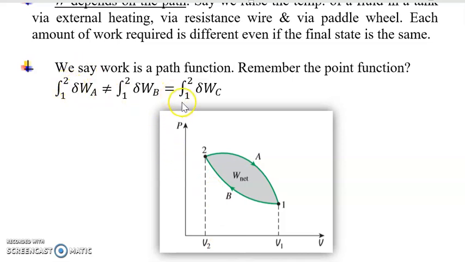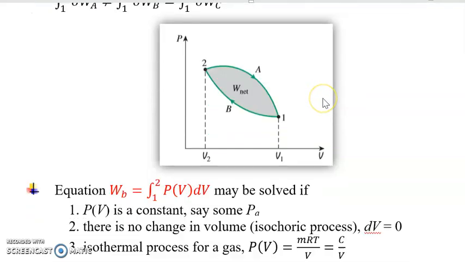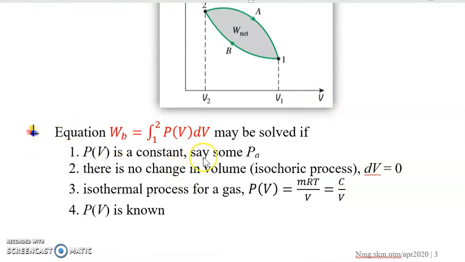Because work is a path function, remember the point function? Properties of the system are point functions. So we have this boundary work represented by the integral of P dV. It may be solved if, for case 1, P is a constant, say some pressure. In this case, you can take out the constant and solve the integral. Case 2, there is no change in volume, such as in an isochoric process. Then dV is equal to 0, so boundary work is 0. It's not moving because the volume is not changing.